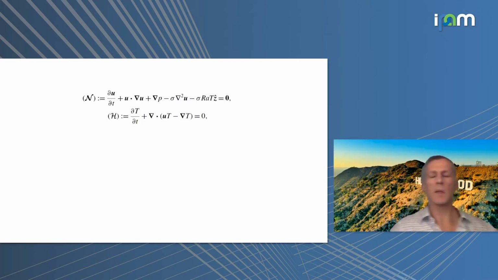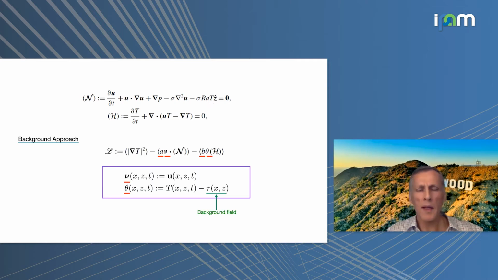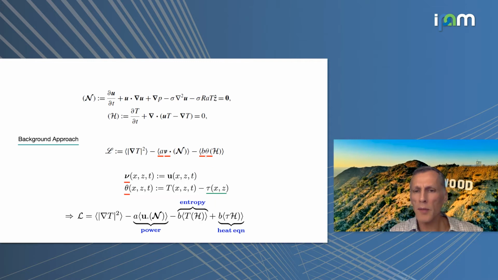Okay, so let me just give you an idea of the background approach before I give my main result. Here are the Boussinesq equations. Again, remember that sigma is my Prandtl number. There's the Rayleigh number in there, momentum and heat. And the background approach sets up a Lagrangian here, where grad T squared is basically the Nusselt number. And then I introduce some dynamical constraints here, the momentum and the heat. And the red underlined quantities are the Lagrange multipliers, and the N and the H are the equations that I've listed above. Now, the background approach is rather interesting in the sense that you don't stop here.